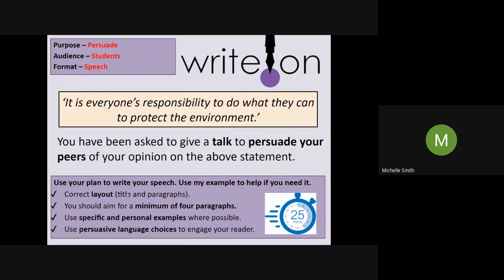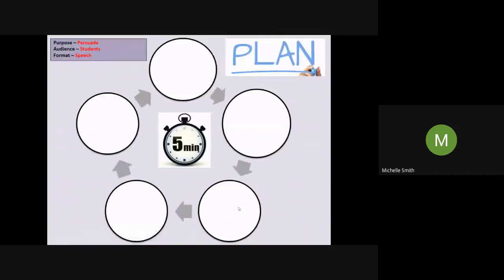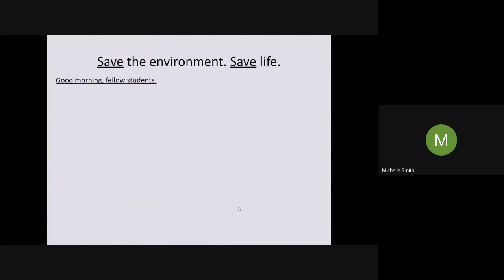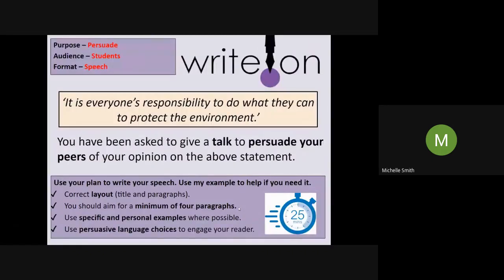But we want a correct layout. So I want a title of your speech, and I want it paragraphed. And every time you start talking about a new thing, we need to leave a new line. We should aim for a minimum of 4 paragraphs. That's why I did that little plan there with 5, because you always know that your last one is going to be your conclusion, and you shouldn't bring up anything new in a conclusion. But your 4 paragraphs are to talk about what you want to talk about.